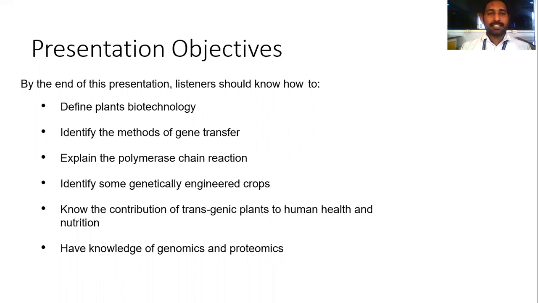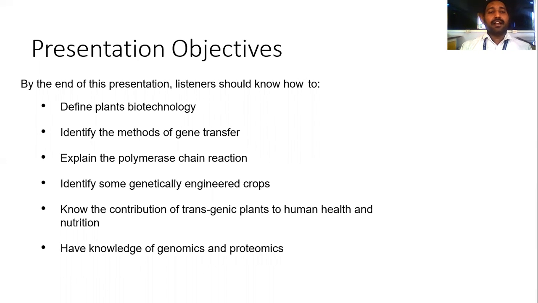So here we have the presentation objectives. The first objective is to define plant biotechnology. In case, what is plant biotechnology? We should know that, and we should know the importance of plants and their benefits to humankind. That also has to be understood by the scientists or those who are studying the plant biotechnology subject.